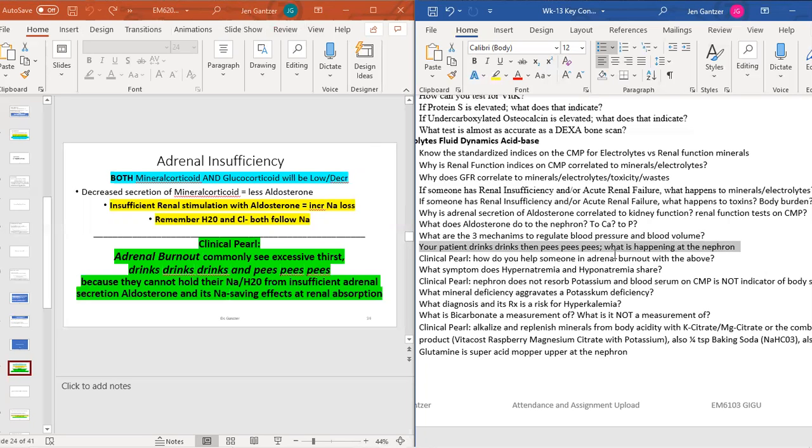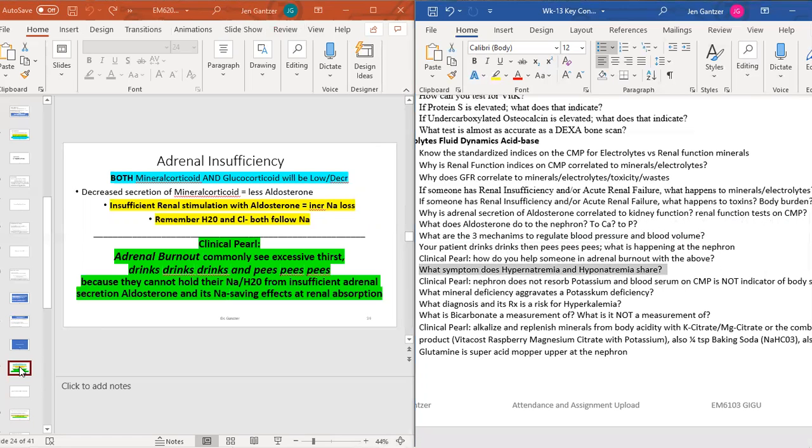And if you don't secrete enough aldosterone, you will actually lose sodium. And if you lose sodium, because remember, aldosterone saves sodium through resorption, then if you are not preserving sodium, water follows. So someone who is thirsty and they drink, and they pee, that is not enough aldosterone, and that is a sign of adrenal burnout, and that's your clinical pearl.